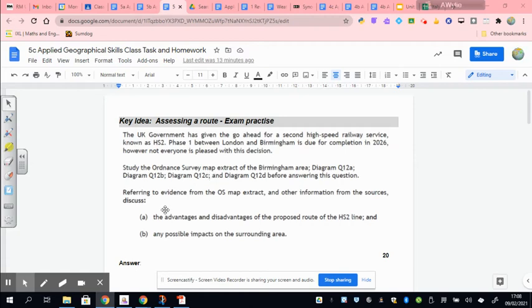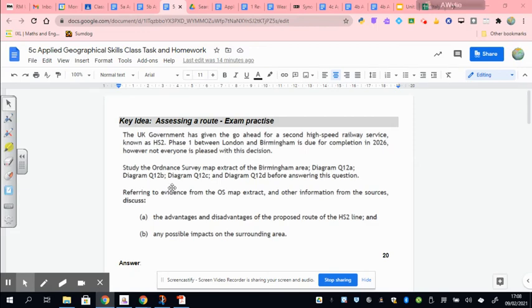Okay. So the question goes and actually tells us, referring to evidence from the OS map extract and other information from the sources, discuss. What are the 2 questions? Well, the first one is the advantages and disadvantages of the proposed route of the HS2 line and any possible impacts on the surrounding area.